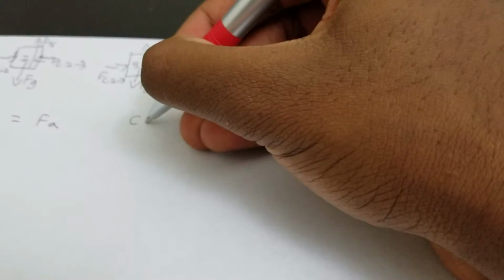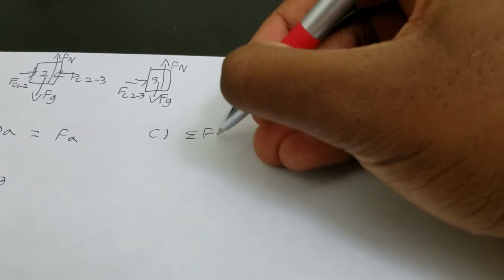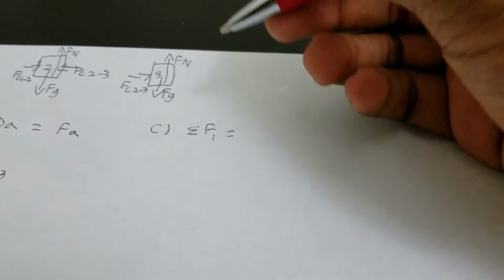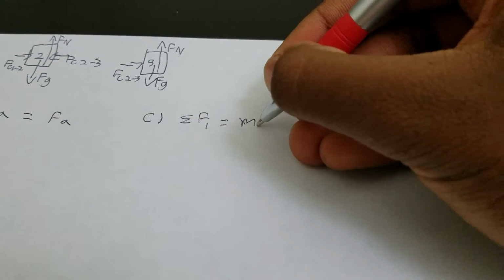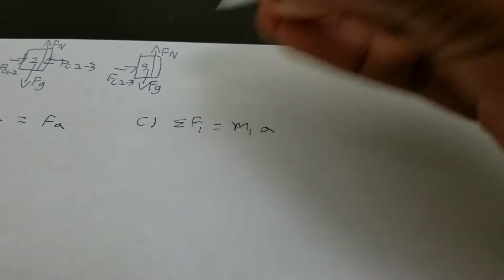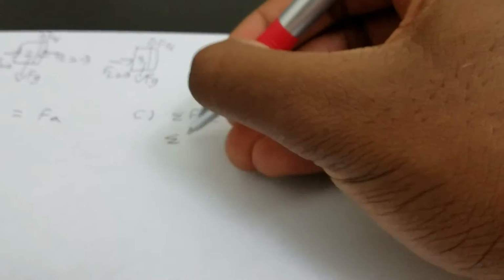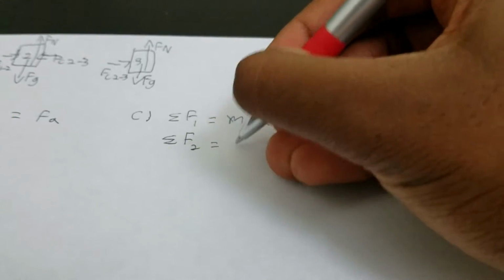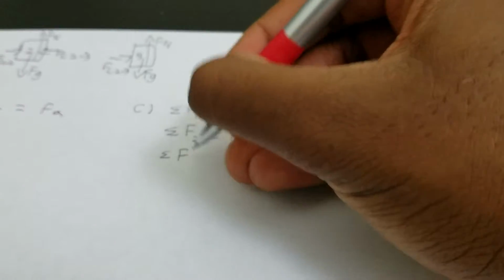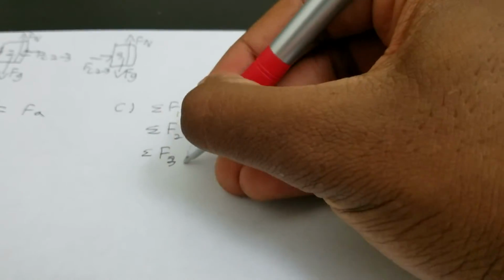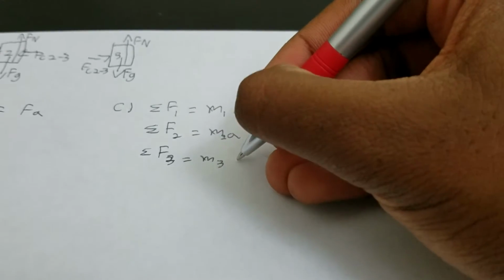Okay, and then part C is asking for the net force on each block. This part is simple. For block 1, sigma F1, the net force, is mass of block 1 times acceleration. And then sigma F block 2 would be mass of block 2 times acceleration. Then the net force of block 3 would be mass of block 3 times acceleration. And that's for part C.